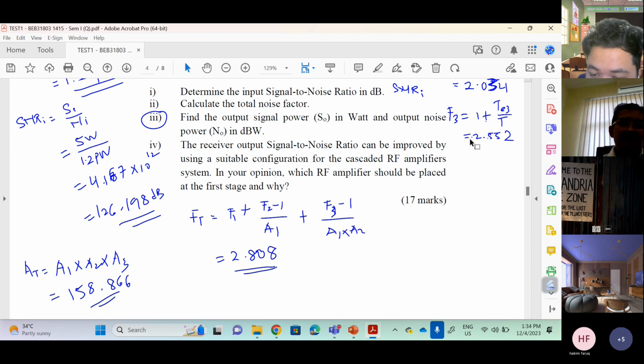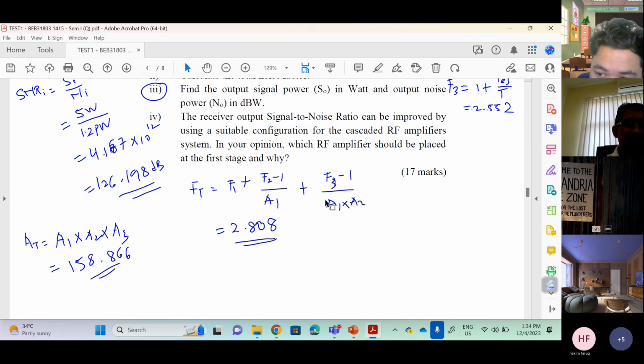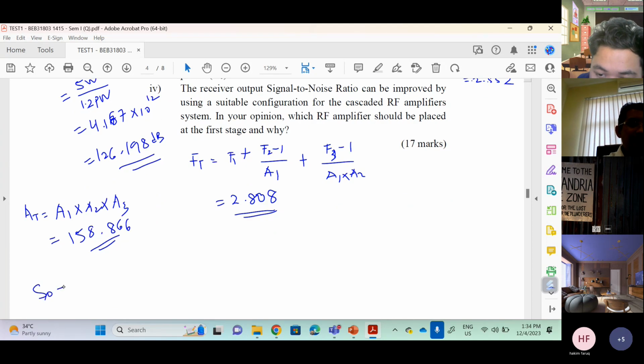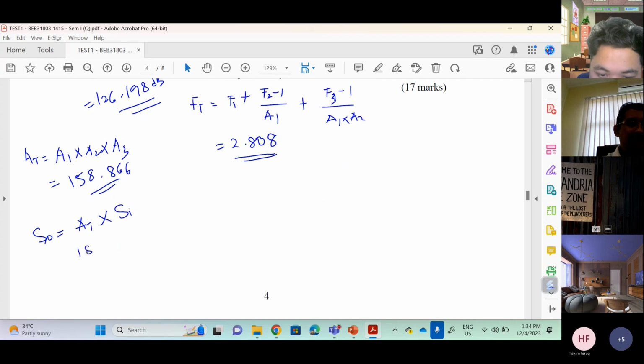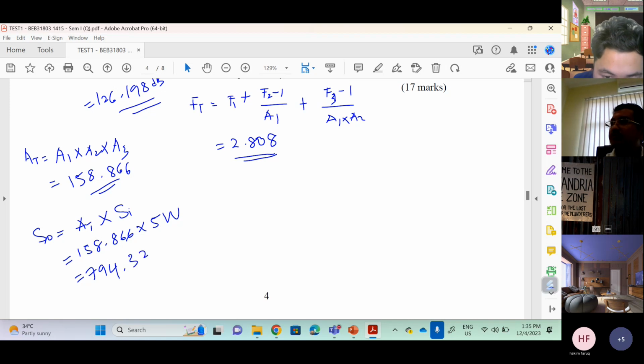Okay. So S output is equal to A total multiplied with input power. Okay. So what I get is 158.866 multiplied with 5 watt. So I get the value here is 794.328.